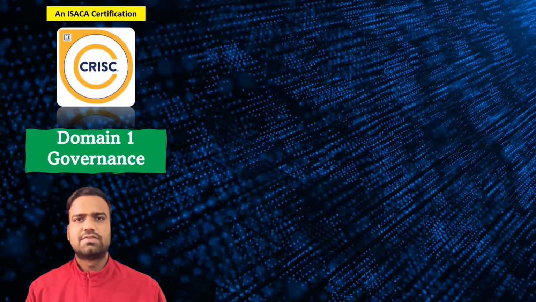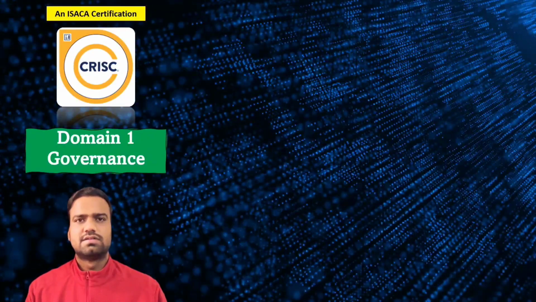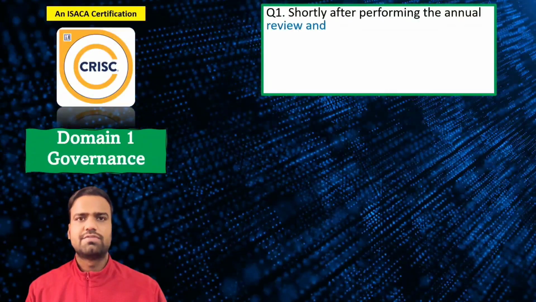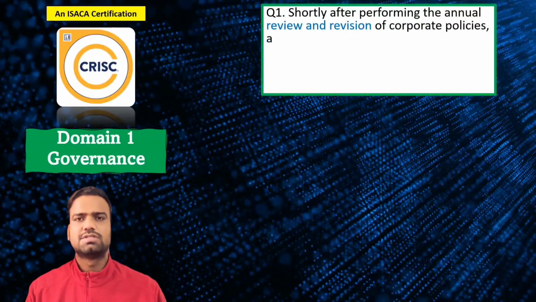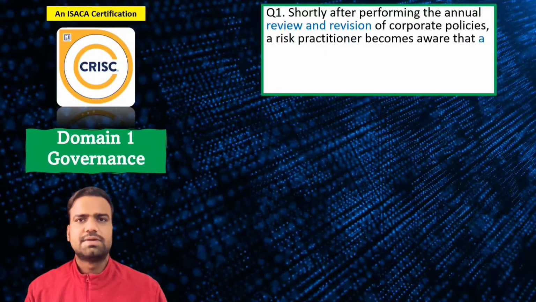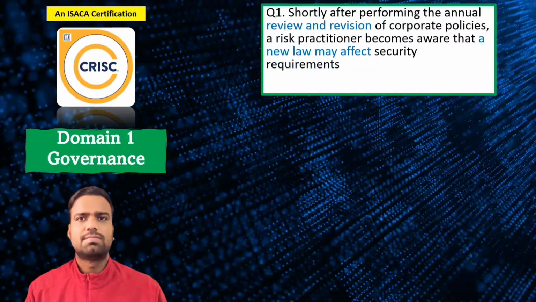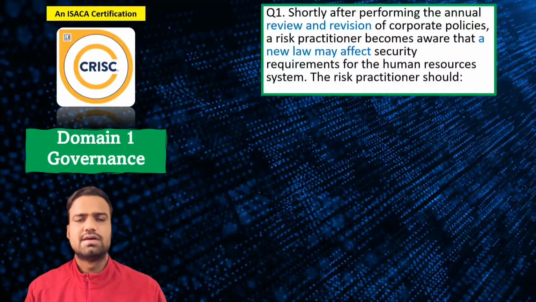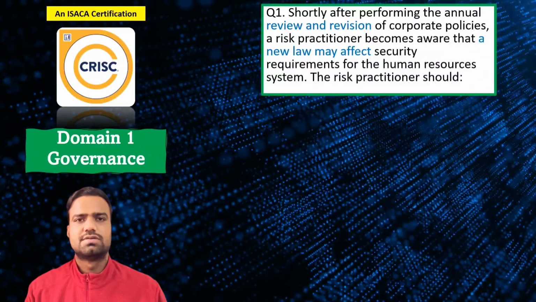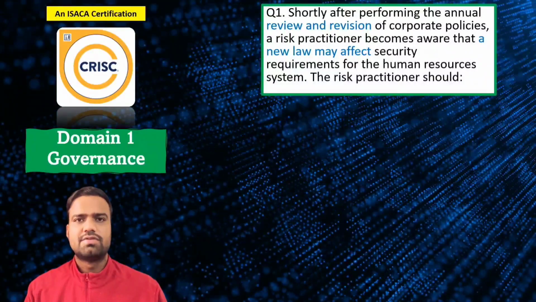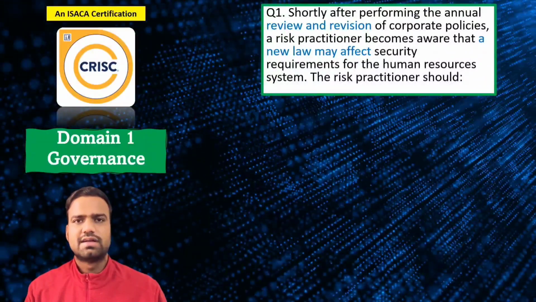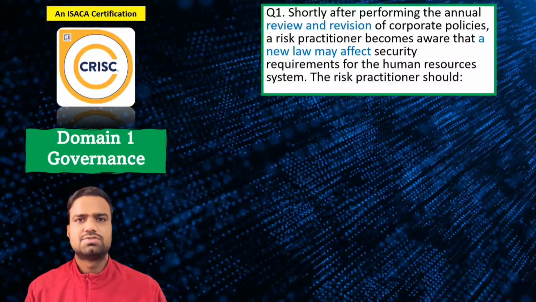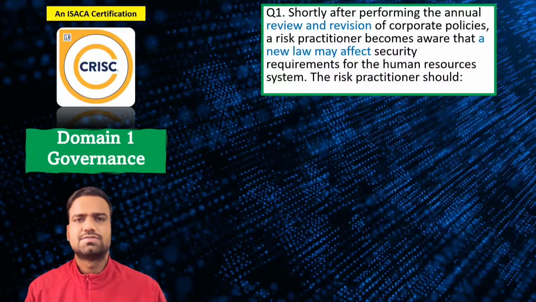So we will start with domain 1. The first question is, shortly after performing the annual review and revision of corporate policies, a risk practitioner becomes aware that a new law may affect security requirements on the human resources system. The risk practitioner should. So here annual review of policies is already done and then new law has come. So let's analyze all the options to see what will be the best choice for risk practitioner.